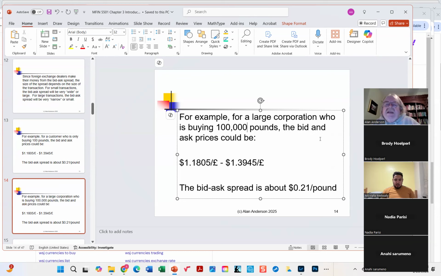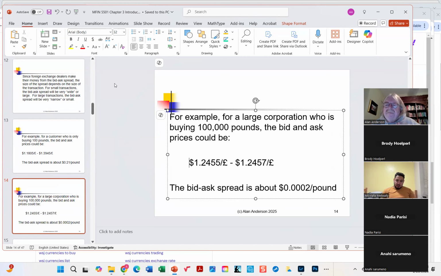Something like this, 0.00, what is that? Three zeros and a two. Now, why can they afford to do this? Because it's 100,000 pounds. They can afford to have a very tight bid-ask spread because they're going to make a nice piece of change because of the size of the transaction. So they can give you a quote that reflects that. If they don't, you'll just go to somebody else. It's a very competitive market. They have to be competitive with everyone else, and they can't just say, well, we're going to charge more. No, it doesn't work that way.